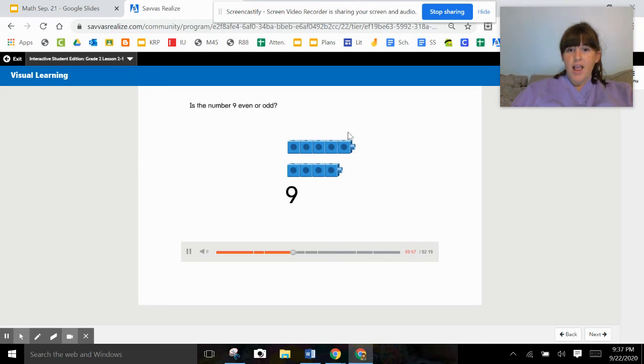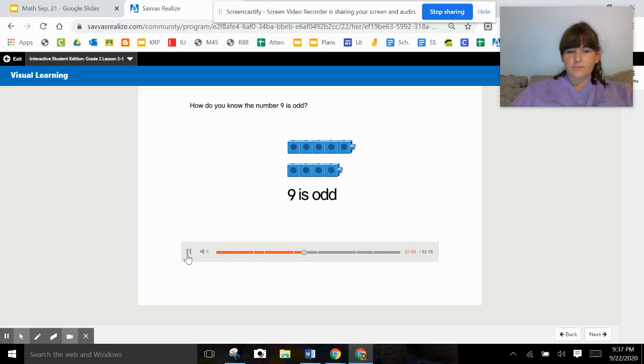Is the number 9 even or odd? So you should automatically know whether 9 is even or odd just by looking at these blocks right here. There's this guy hanging out all by himself. So that means that these two groups are not even, making this number odd. The number 9 is odd.